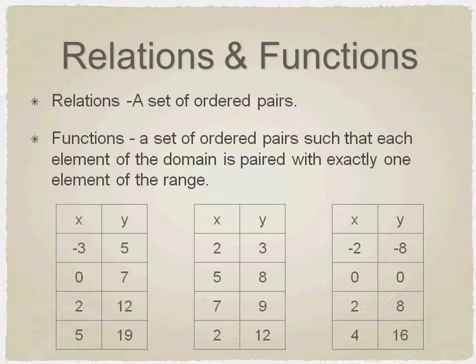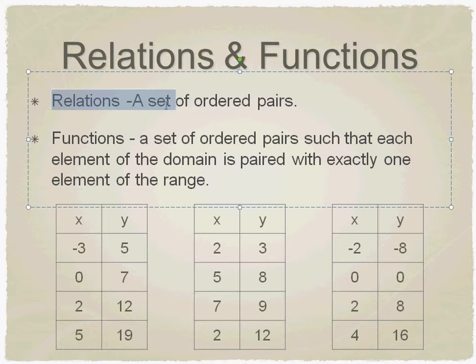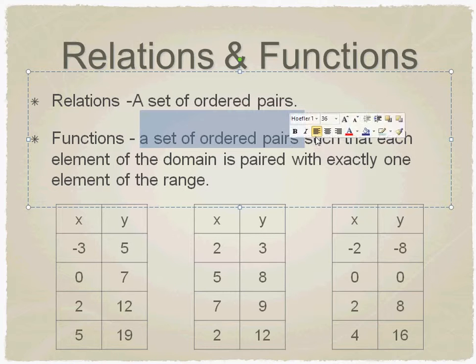So let's first look at the definition of a function. In order to understand a function, you have to understand a relation. We've talked about relations already as being a set of ordered pairs. We'll look at the first part of the definition of a function. A function is a set of ordered pairs. But there's something even more specific to it. It's a set of ordered pairs such that each element of the domain is paired with exactly one element of the range.